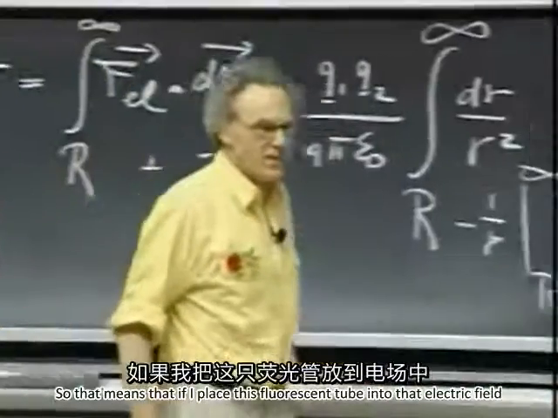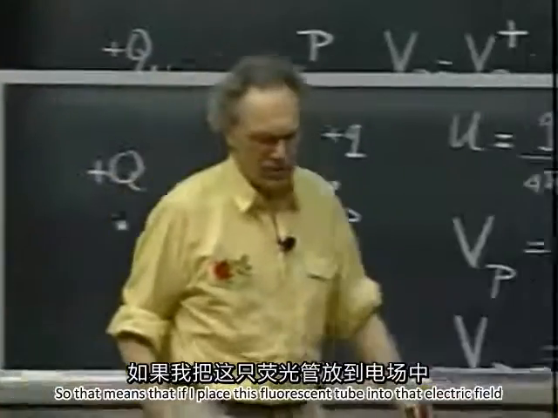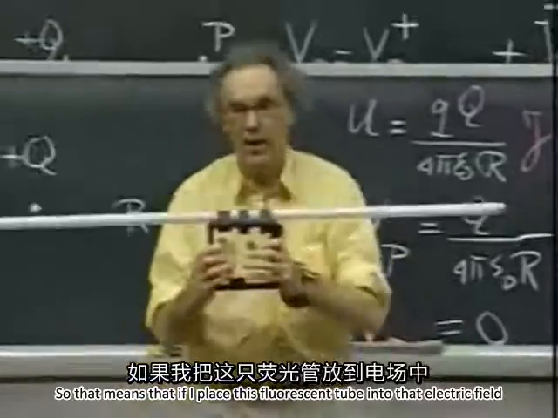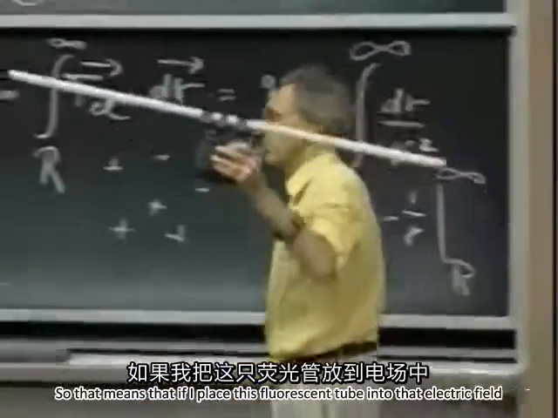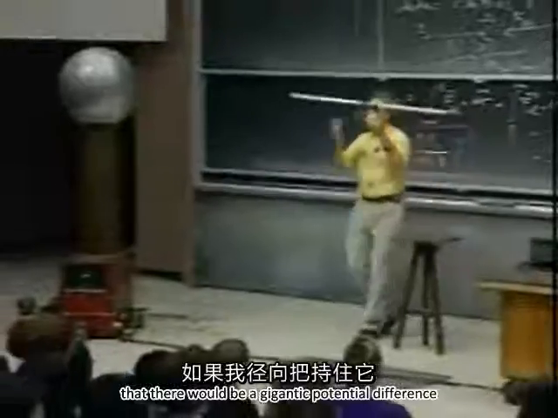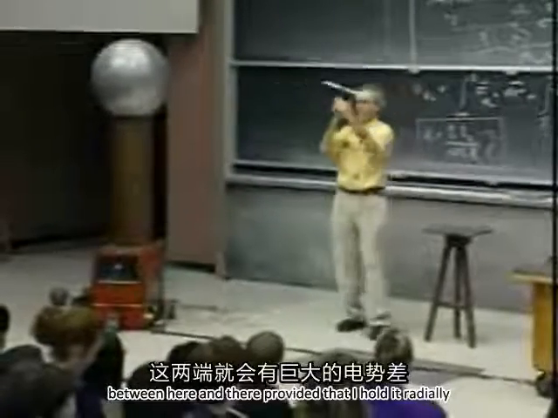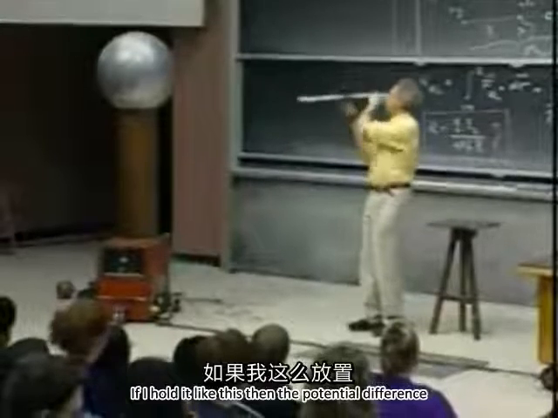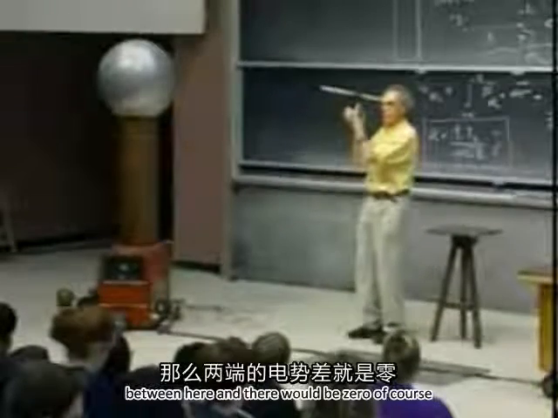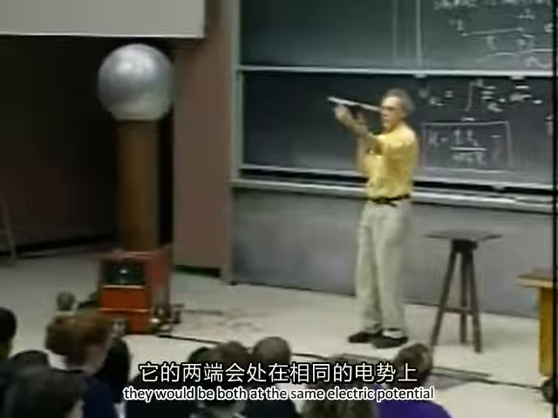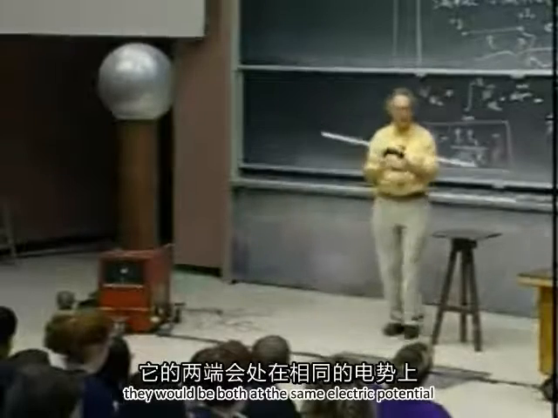So that means that if I place this fluorescent tube into that electric field, there would be a gigantic potential difference between here and there, provided I hold it radially. If I hold it like this, then the potential difference between here and there would be 0, of course. If I hold it tangentially, they would both be at the same electric potential.